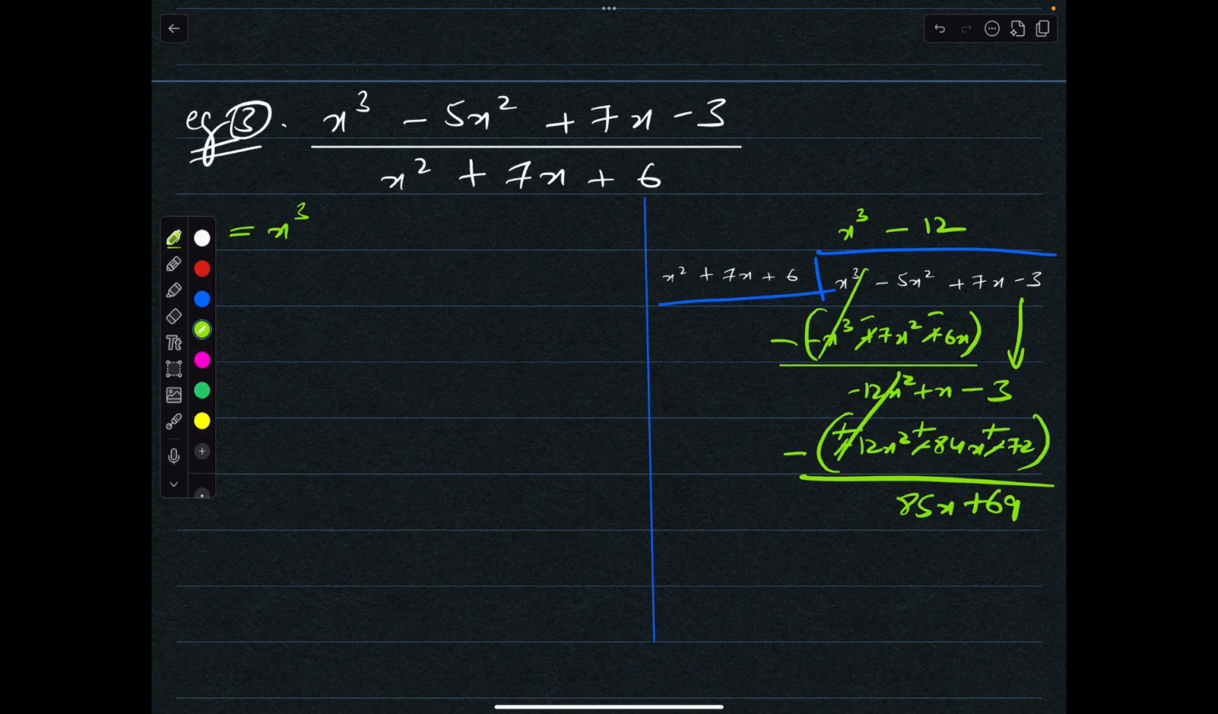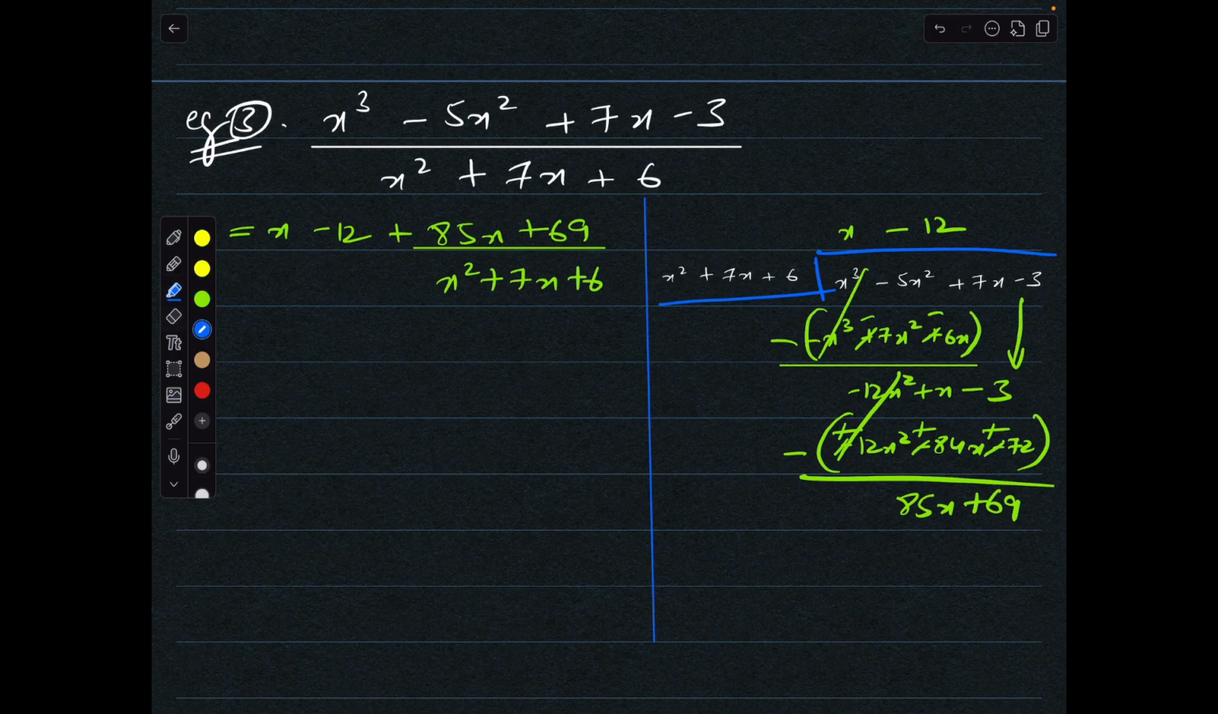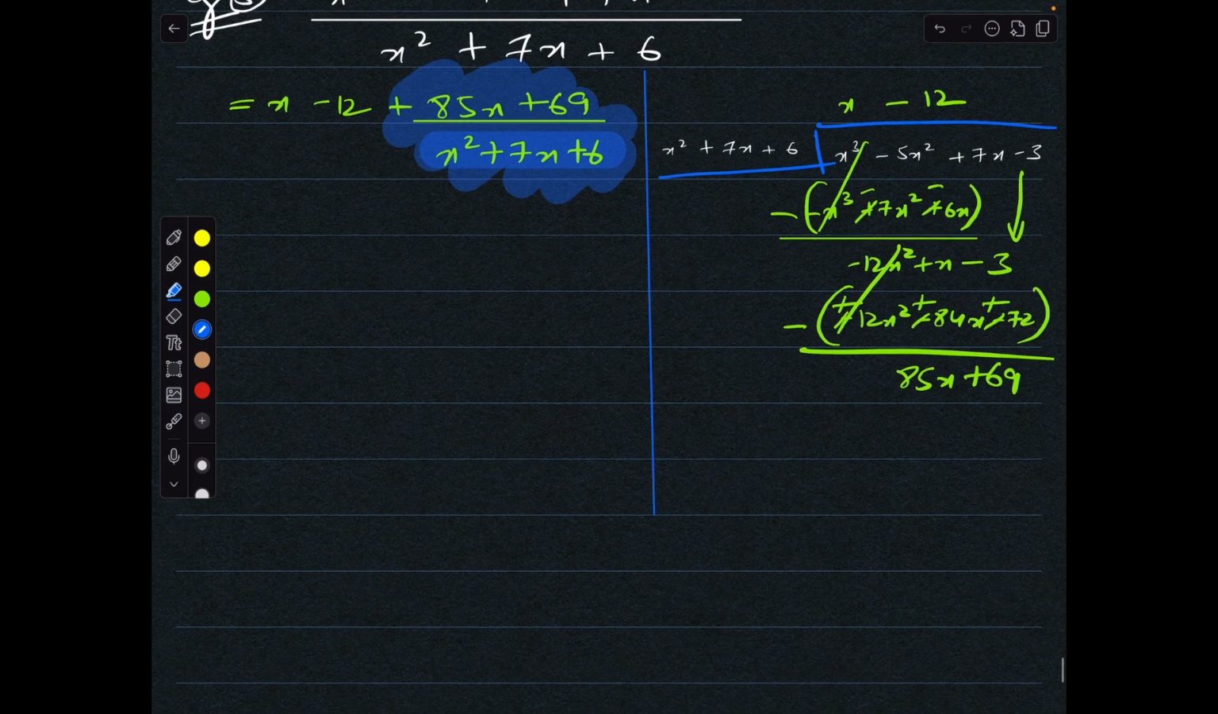And I can rewrite this as x square minus 12, that is the quotient. Wait, why the x cube there? My bad. Just change x cube to x, whoever's watching. And 85x plus 69 over x square plus 7x plus 6. And the denominator can be factorized, and this is the whole partial fraction we need to consider.